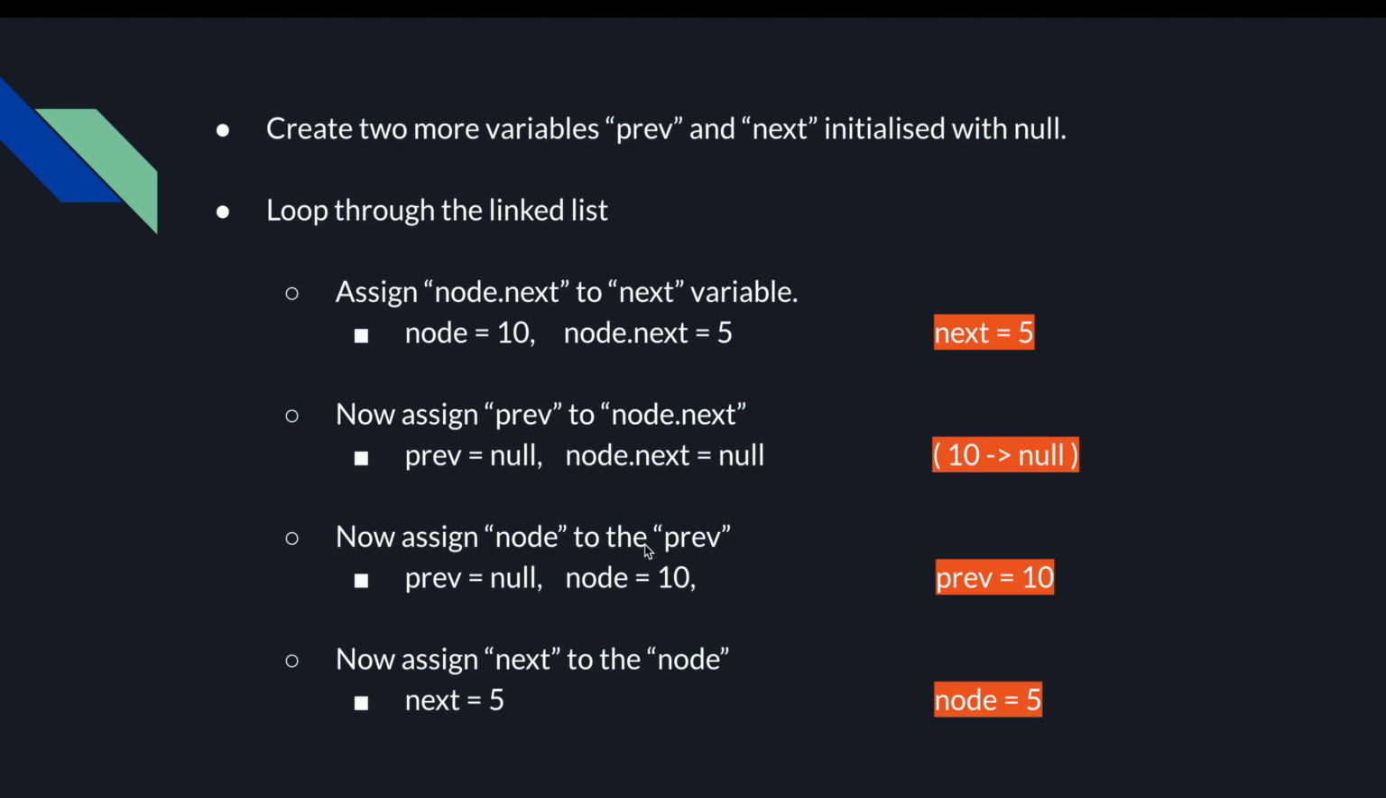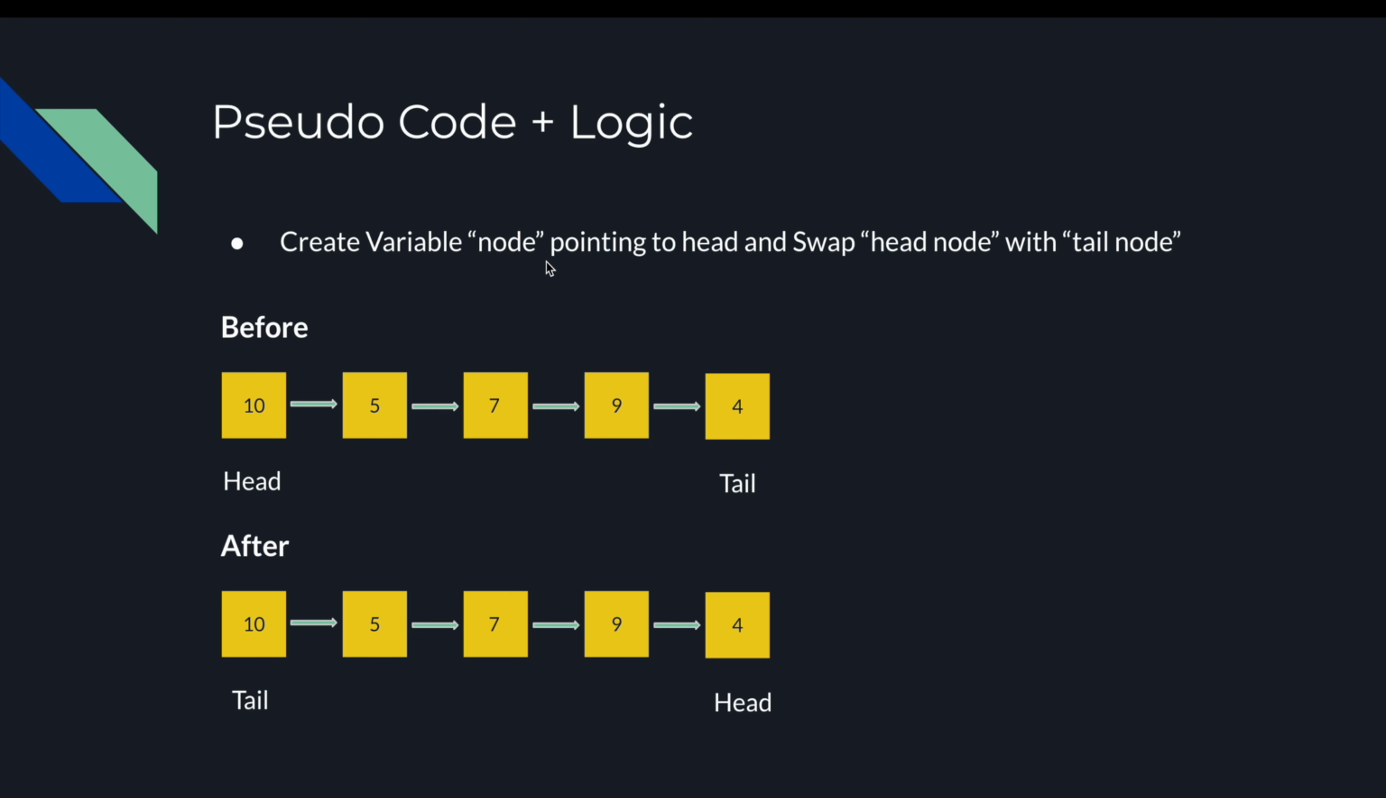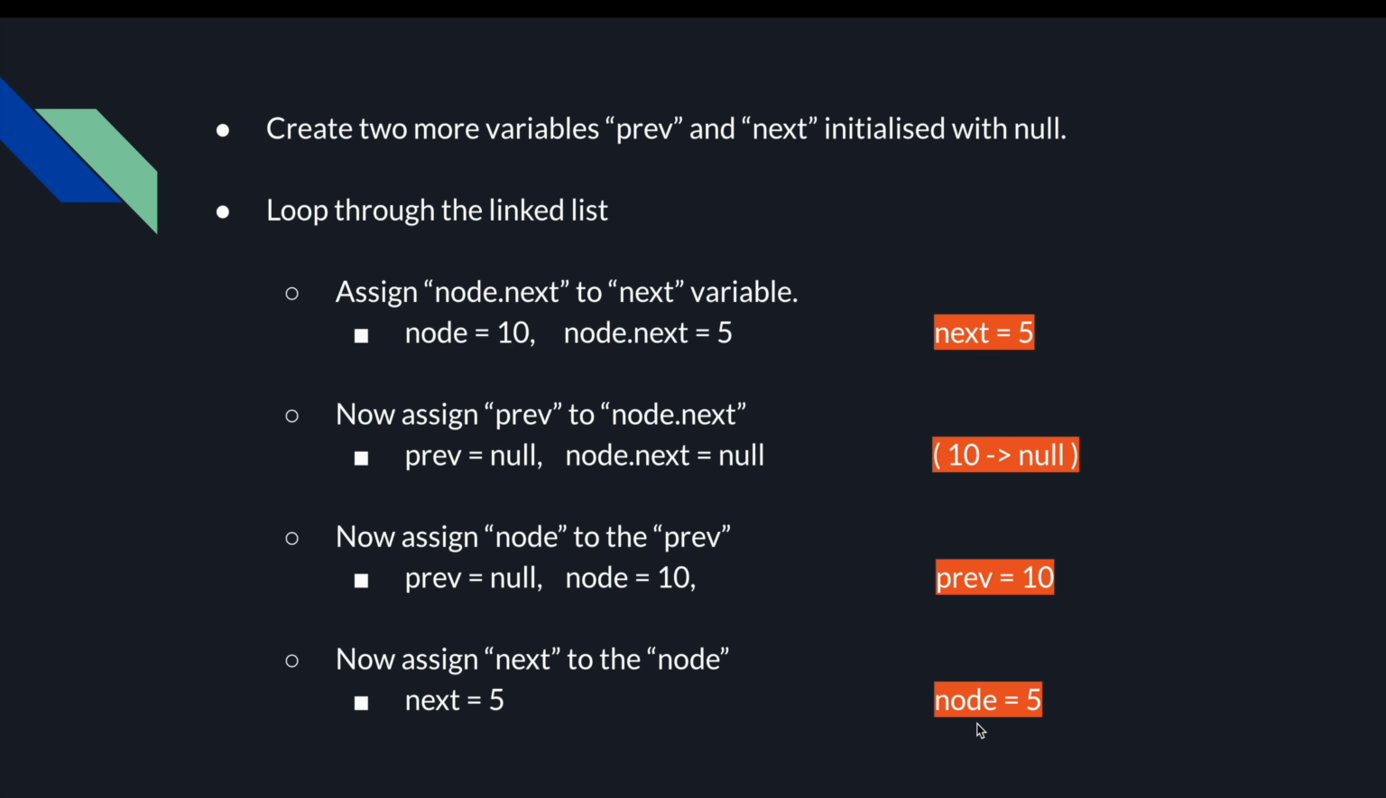Moving on to the third step. Now assign node to the previous variable. The old value of the previous variable is null and the value of node is 10. And after assigning, previous variable is equal to 10 here. These red highlights are the outputs of all the assignments we are doing here. And the last step is now assign the next variable to the node variable. And if you check the first step here, the value of next is 5, which means node 5. And after this, the node will be updated and our current node will be 5 now. Remember, node is going to point to all the linked list items one by one based on our iteration. First it was pointing to this node 10, and after the first iteration it is now pointing to node 5.